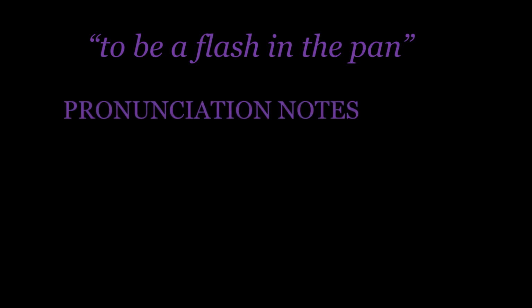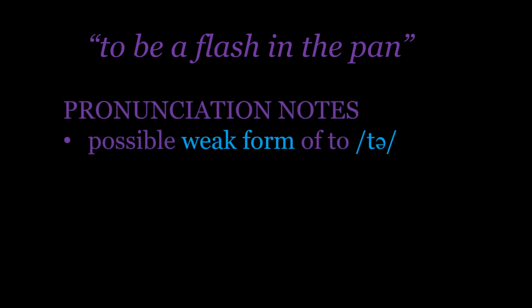So let's have a look at the pronunciation features. We've got quite a few here actually. First of all then, as you will notice in many of these videos, we've got the option of the weak t when we pronounce that word to at the beginning. So if I'm being very formal, I could say to be, but probably in conversation I would say to be.